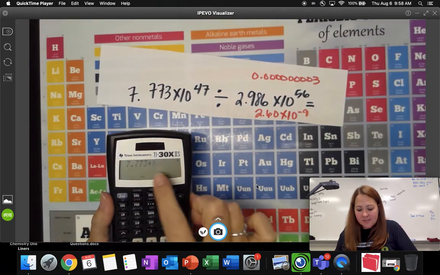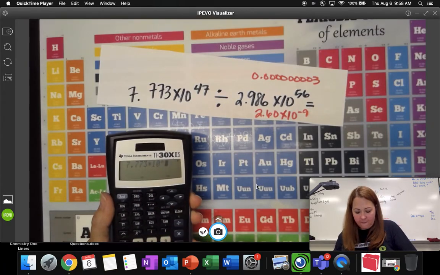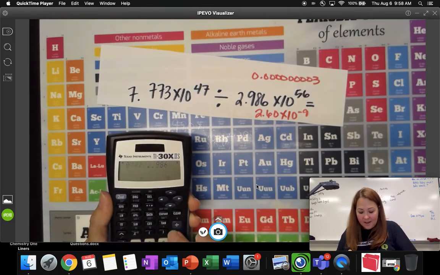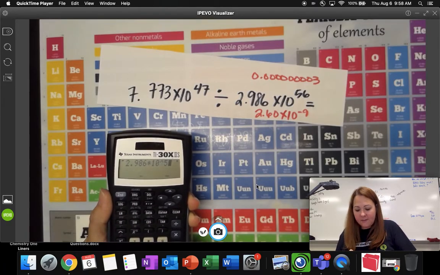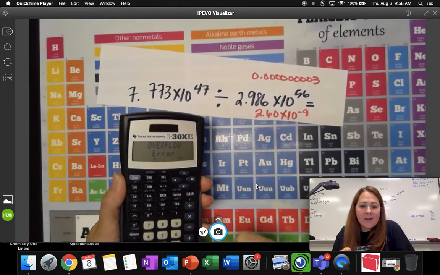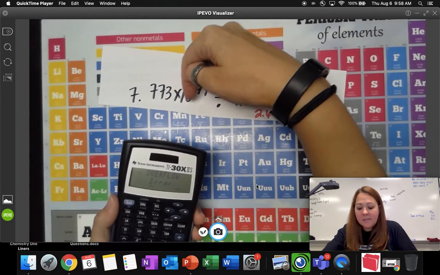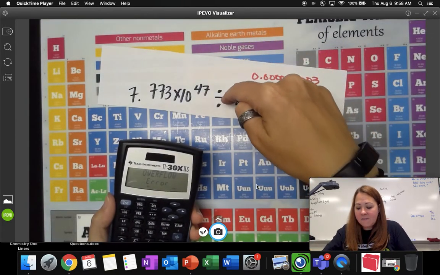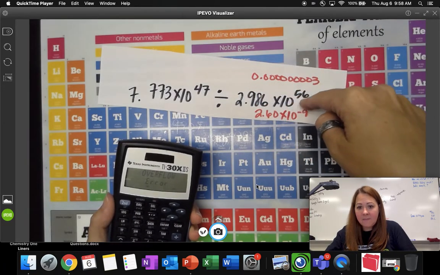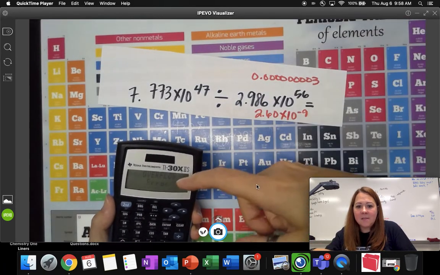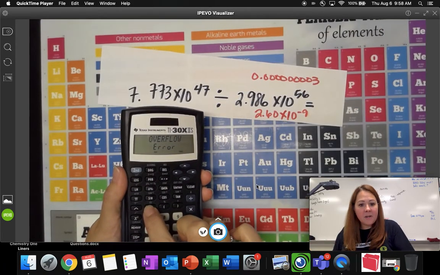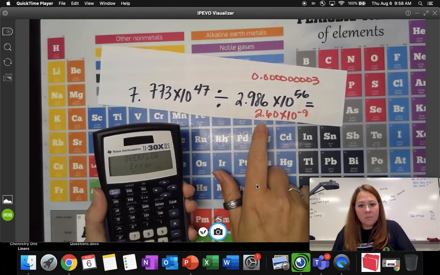So if you push 7.773 times 10 caret 47, and then I hit divided by 2.986 times 10 to the little caret sign 56, it's going to give you an error because it's an overflow. So what it's doing is it's taking 7.773 times 10 to the 47th power, and then it's dividing by 2.986 times, and then the 10 to the 56th power, and there's not enough capacity in these calculators to do that. So that's why we have to use the exponent button here, and we were able to get the right answer just a little bit ago.